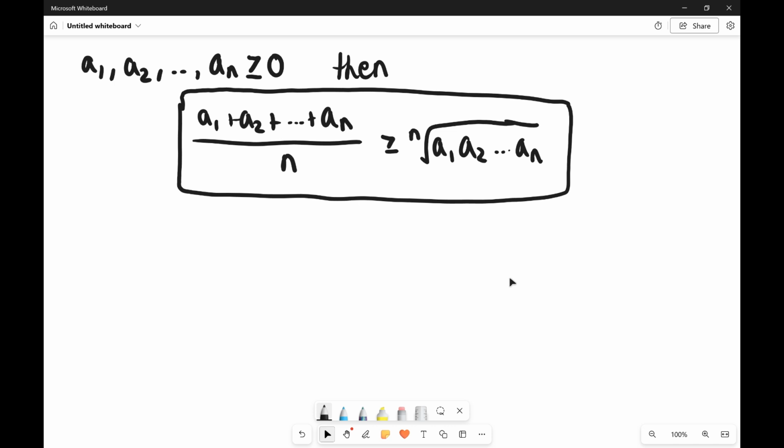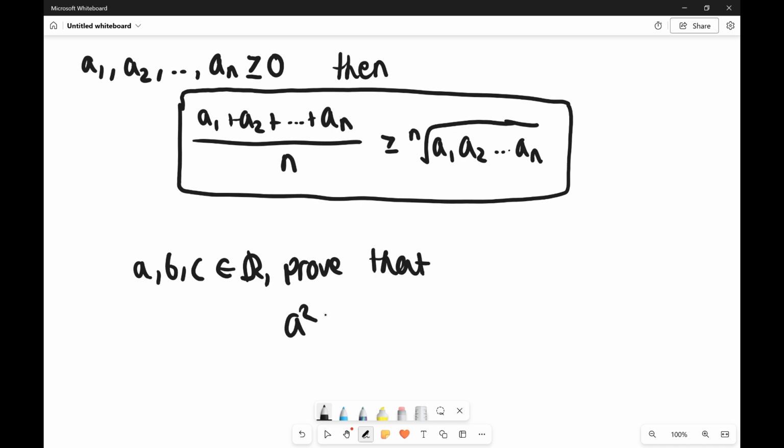All right, so now that we have this in our toolbox, let's see how we can apply it to our first Olympiad inequality example. So our first example is: if a, b, and c are real numbers, prove that a squared plus b squared plus c squared is greater than or equal to ab plus bc plus ca.